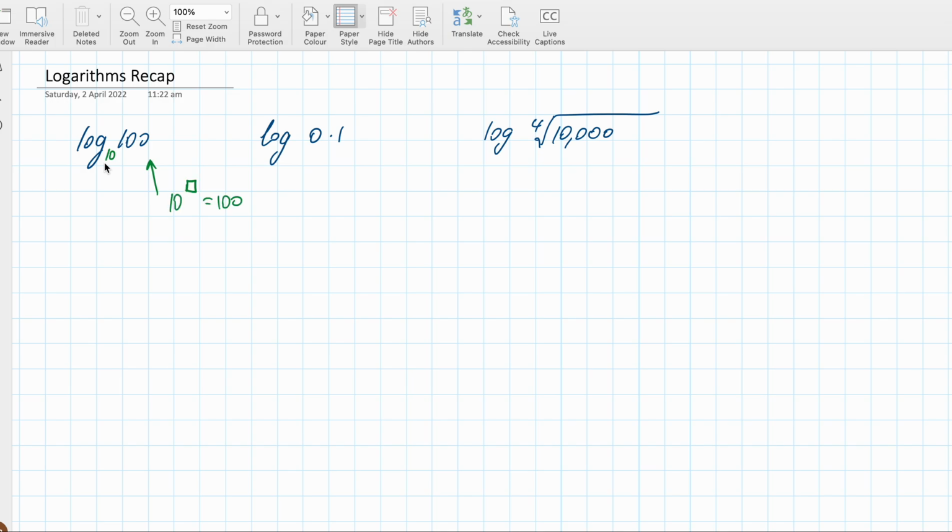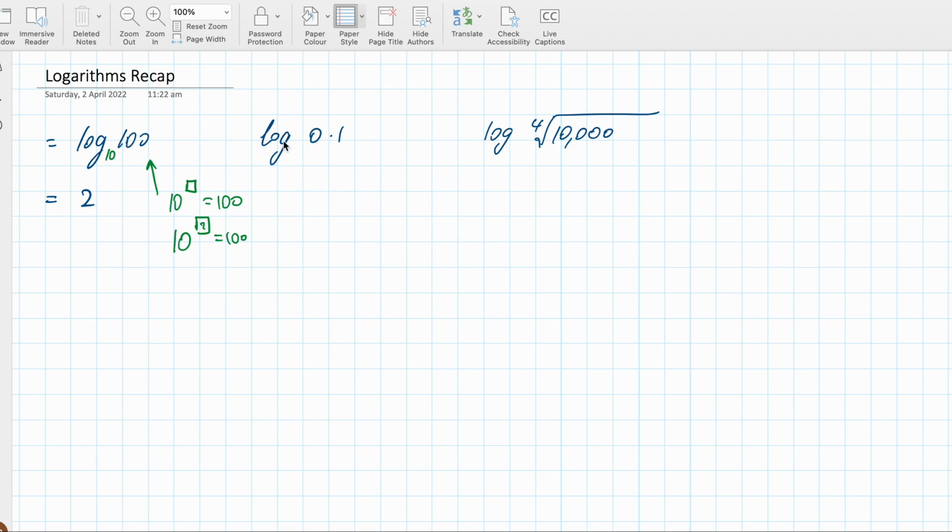So can you think of what would be raised to the power of 10? So 10 to the power of something will make 100. Well, we know that 10 to the power of 2 is equal to 100. Now, this is what a log is: how many times do I have to times this base by itself to make 100? So if I times 10 by itself twice, then I'm going to make 100. And this is our answer.